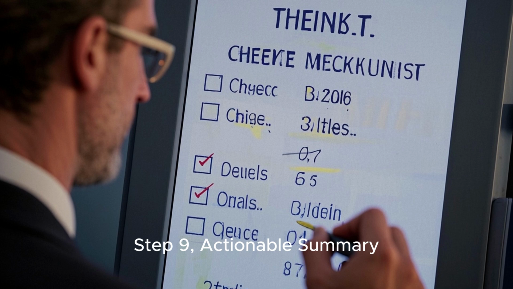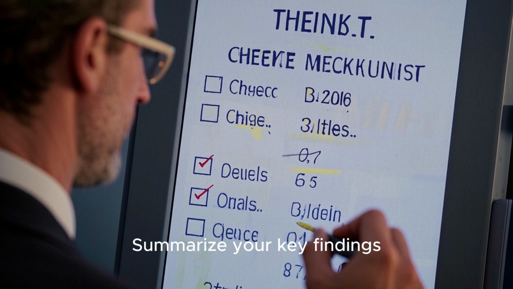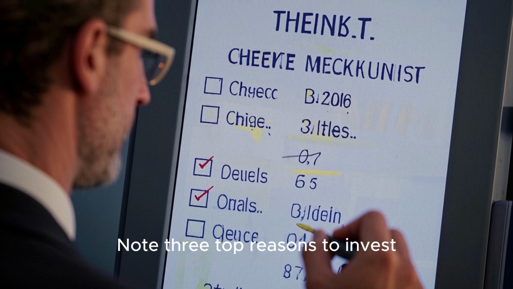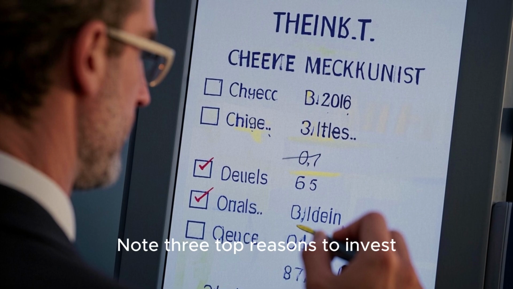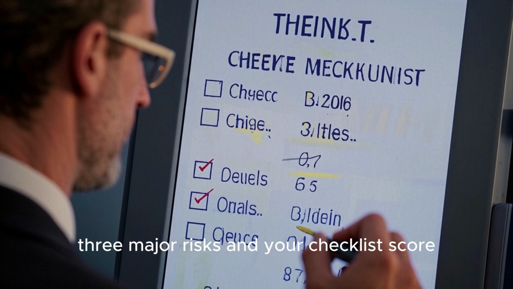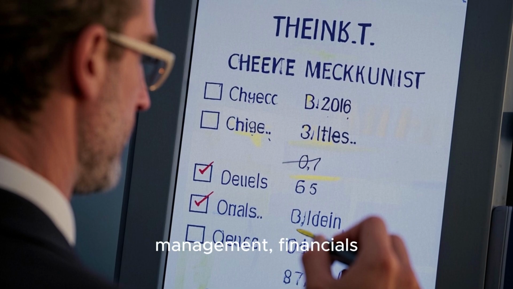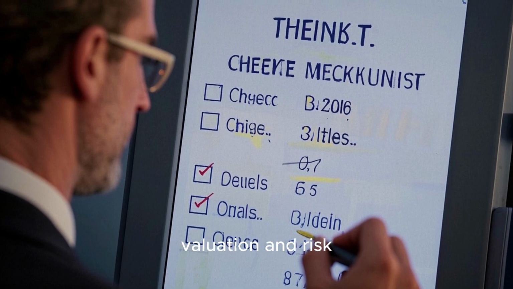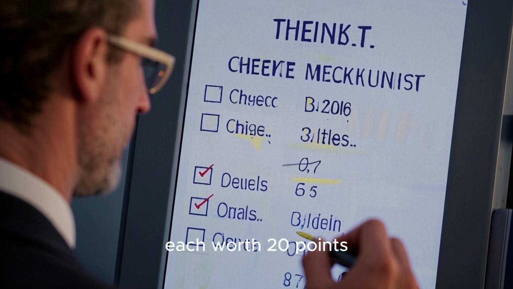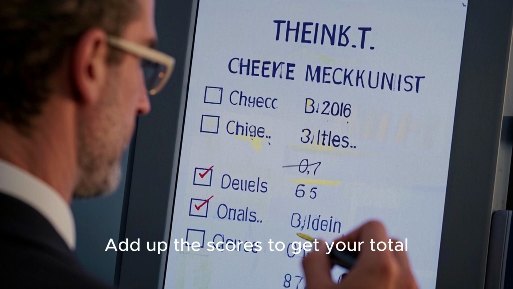Step 9. Actionable summary. Summarize your key findings. Note 3 top reasons to invest, 3 major risks, and your checklist score. The checklist includes moat, management, financials, valuation, and risk, each worth 20 points. Add up the scores to get your total.